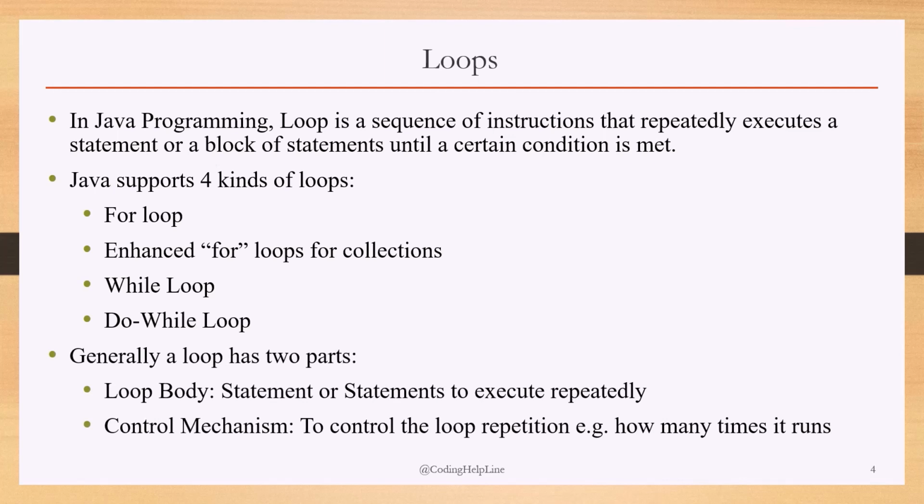Generally, a loop has 2 parts: loop body, statement or statements to execute repeatedly, and control mechanism to control the loop repetition and how many times it's supposed to run. This is control mechanism. If this mechanism is not there, the loop will run infinitely. So we have to control the execution.